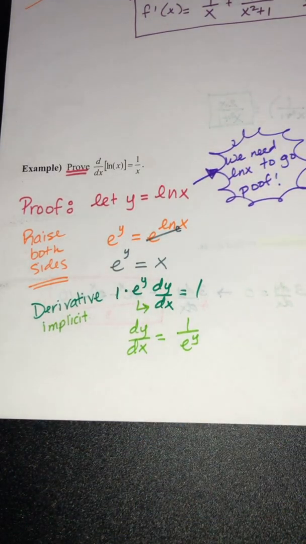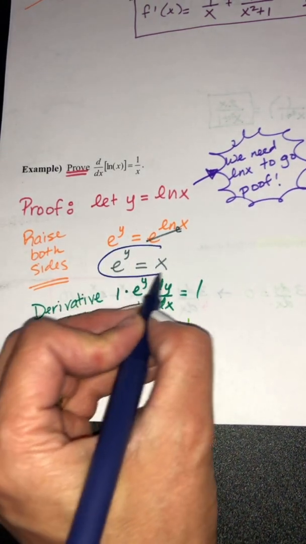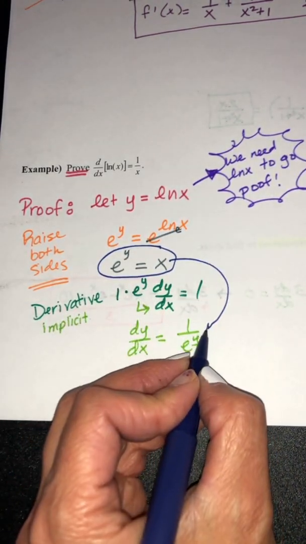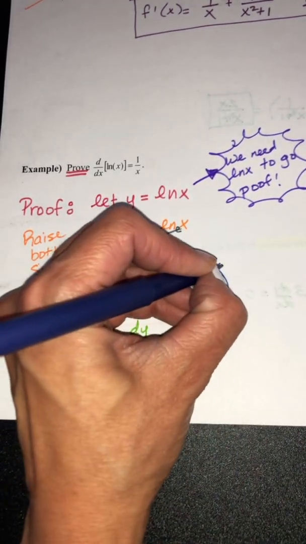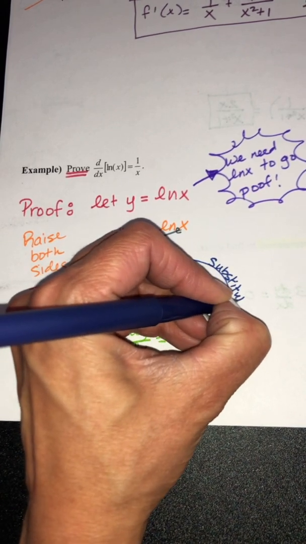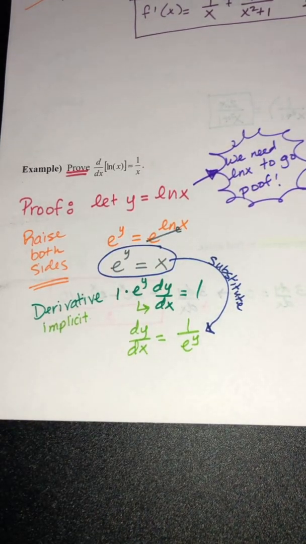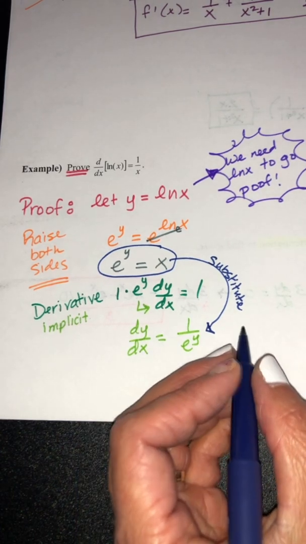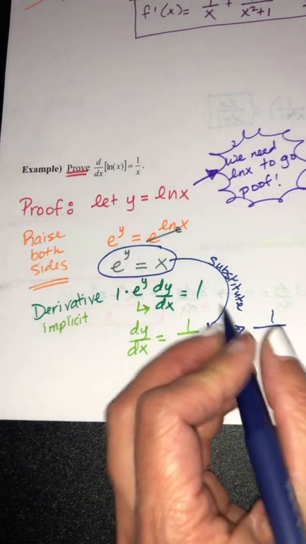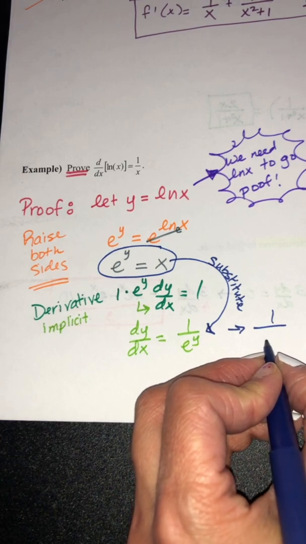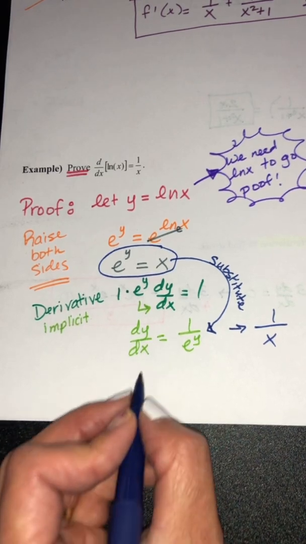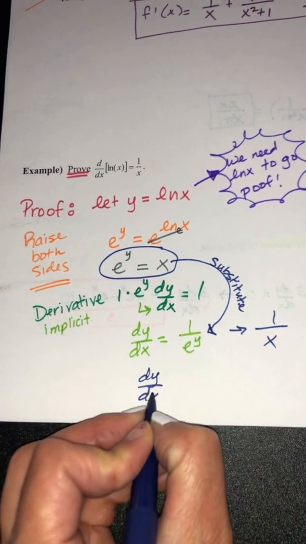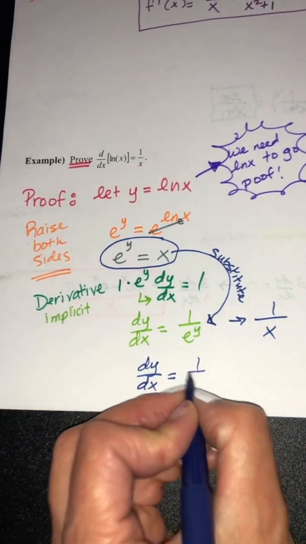Okay. Oh, well, that looks highly familiar because we have this. And we can go ahead and substitute e to the y in. We can substitute an x in for e to the y. So I'm going to write substitute. Okay. So when we do that, that'll be 1 over x. So we just proved that dy dx equals 1 over x.